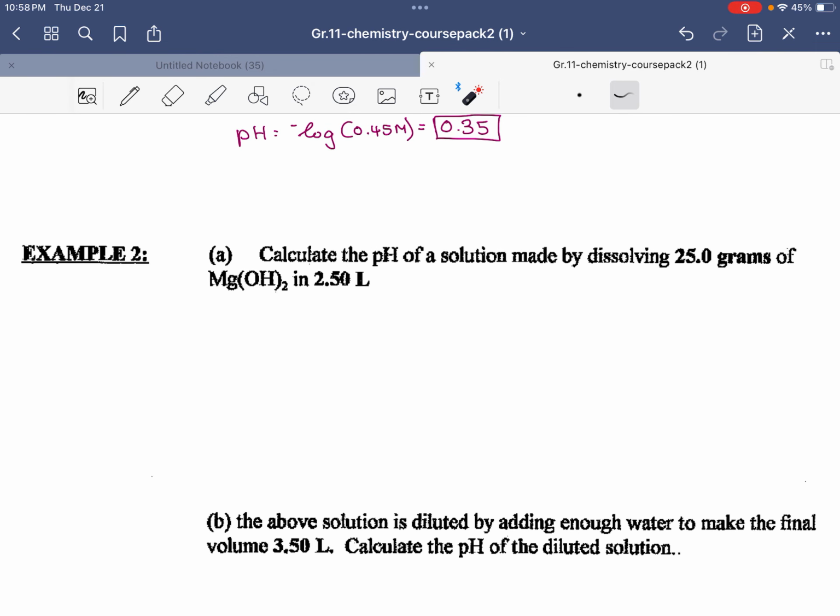This one, hey, well, we're talking about a base. So again, let's draw the situation here. What is happening? So you have a beaker of water.